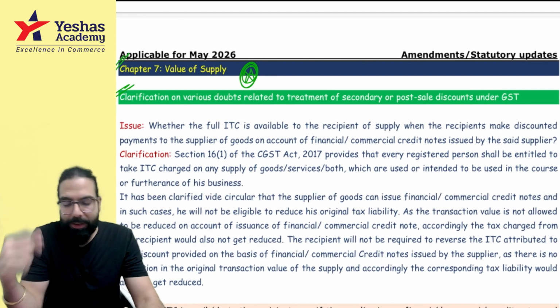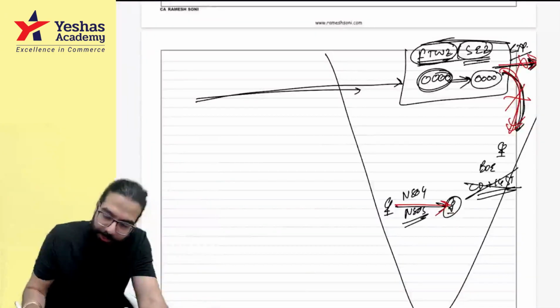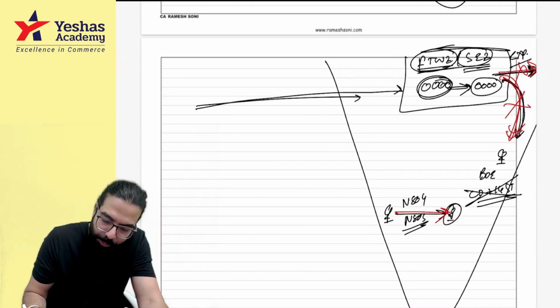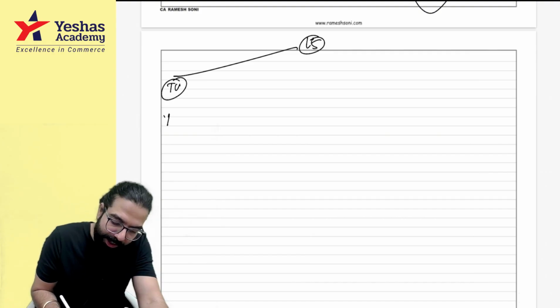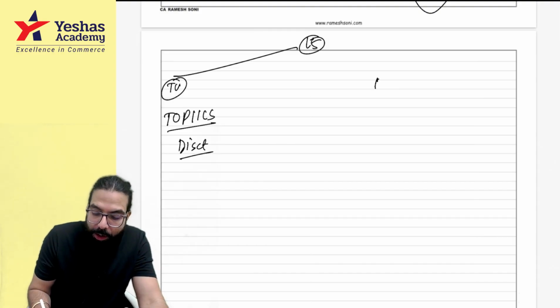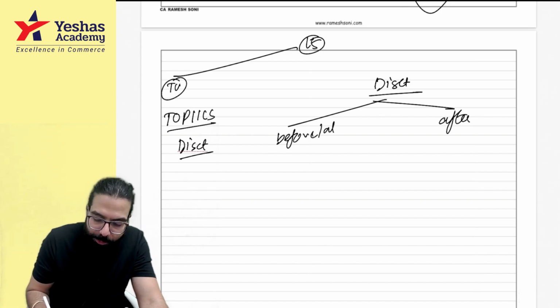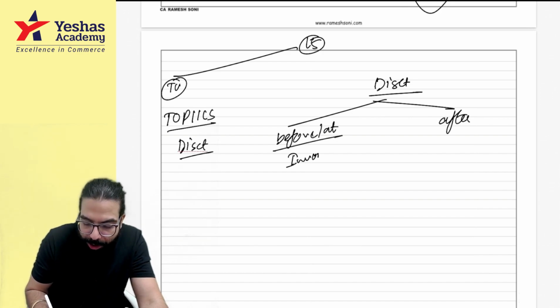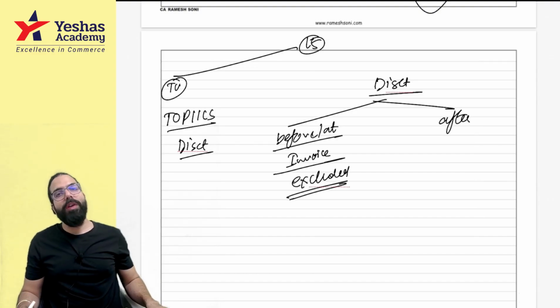I hope you remember that we had learned that section number 15 had 15.3 where we spoke about discount. Section 15(1) you told transaction value, 15(2) you told the items to be included, 15(3) you told about discount. Discount given before or at the time of supply, if it is recorded in the invoice, then discount was excluded from the value of supply.